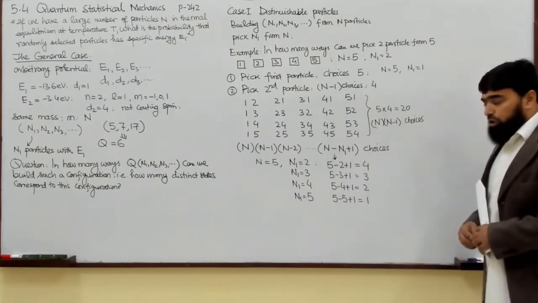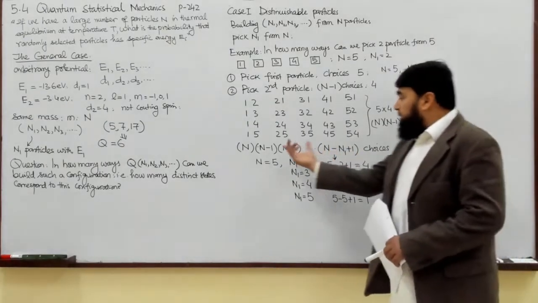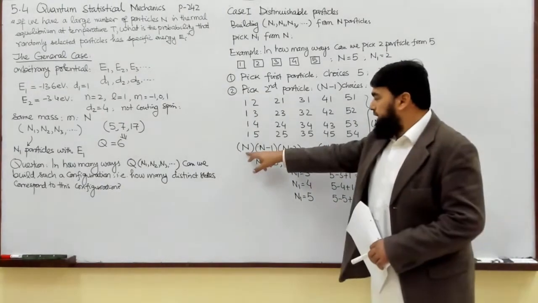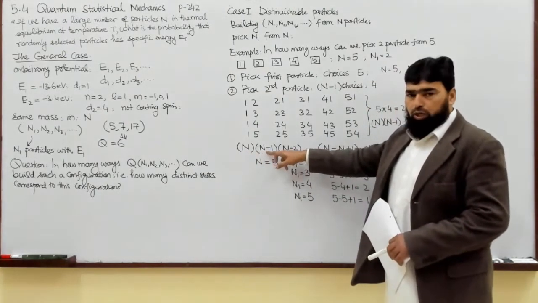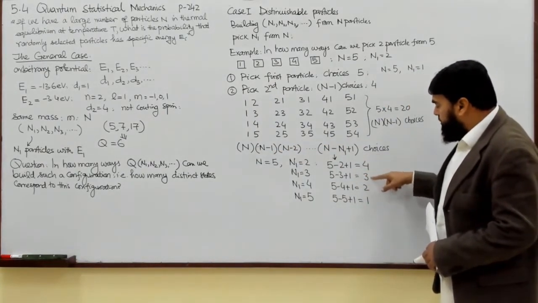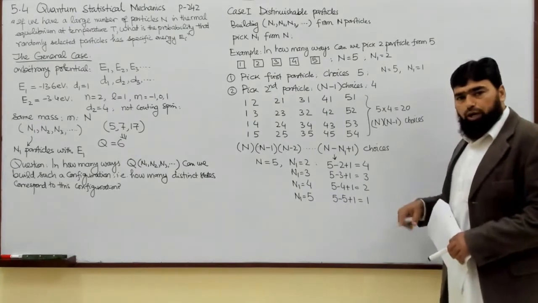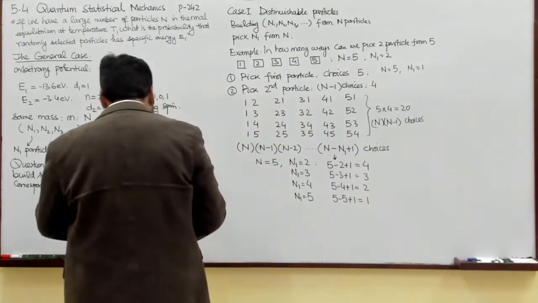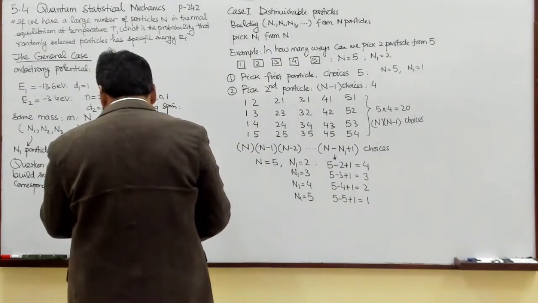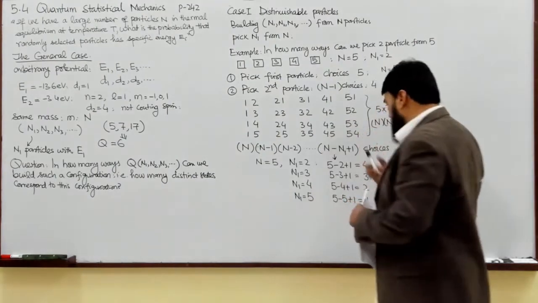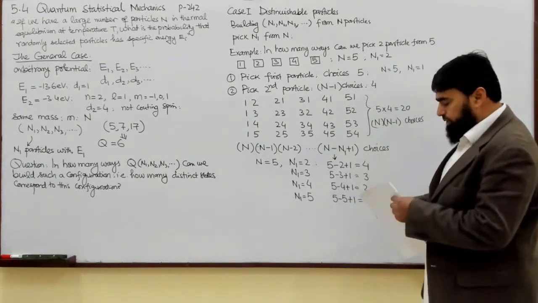And what is the total number? The total number will be if I multiply all the choices. Like n choices first, then n minus 1, and then this. So 5 into 4 into 3 into 2 into 1. So these many choices, the number of ways that I can do this thing, I will be able to calculate the total number of ways.